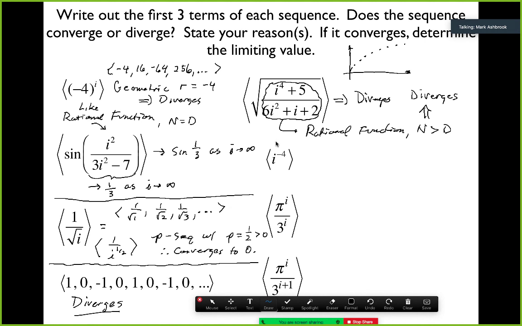i to the negative 4, same as 1 over i to the 4th. What about this? It's secretly like a p sequence, so it'll bring it down eventually to 0. A p sequence with p equals 4, right? i to the negative 4 is 1 over i to the 4. That's exactly what a p sequence is. My p is 4, it's greater than 0, so it converges to 0.